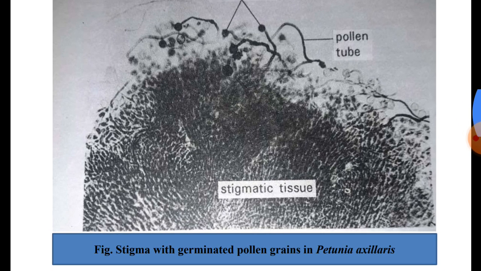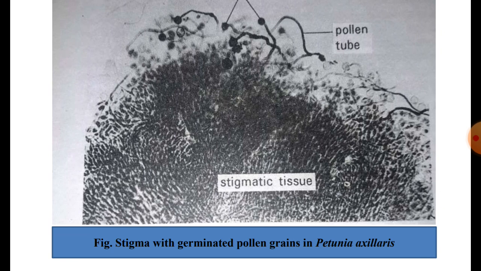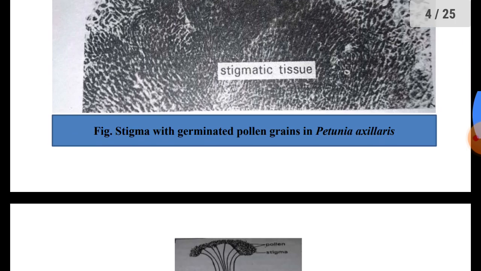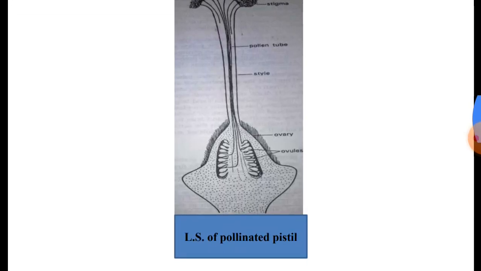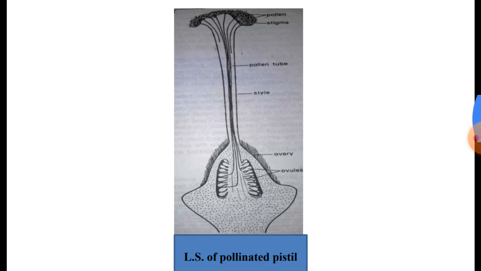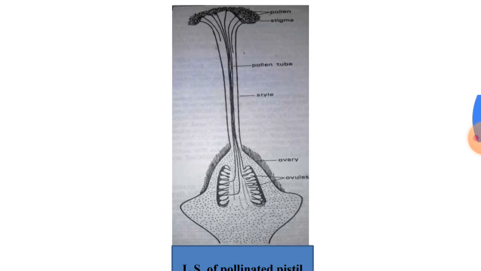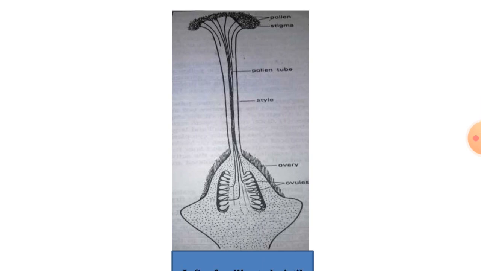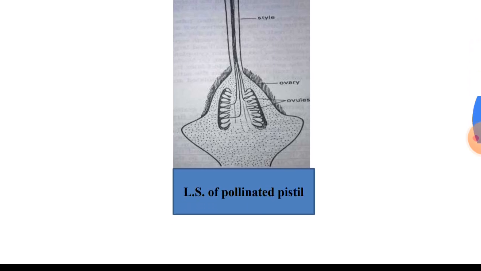In this figure, the stigmatic surface is shown along with the germinated pollen grains in Petunia axillaris. And this figure is showing the longitudinal section of a pollinated pistil. Here it is showing the germinated pollen grains on the stigmatic surface. Some pollen tubes have reached the ovules and some are present in the stylar region, and some pollen grains have just left the stigmatic surface.